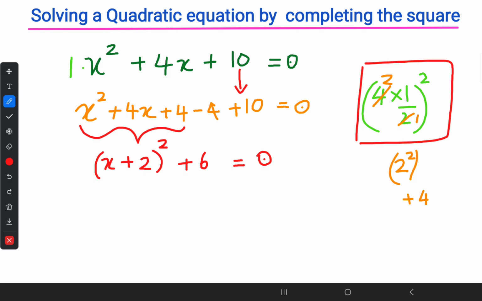This is what you have to do here. To make a square in a given quadratic equation, you have to find the square of half the x coefficient and add and subtract it, and thereafter do the simplification. That's all you need to do here.